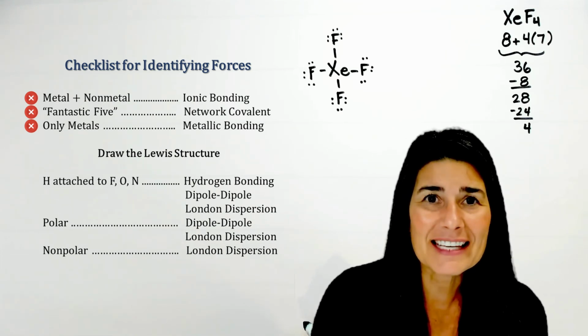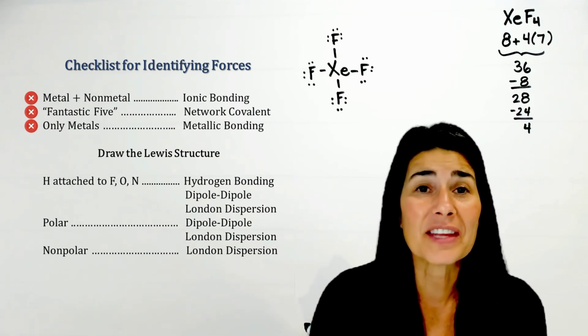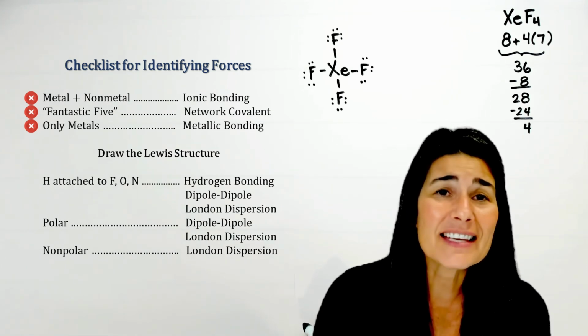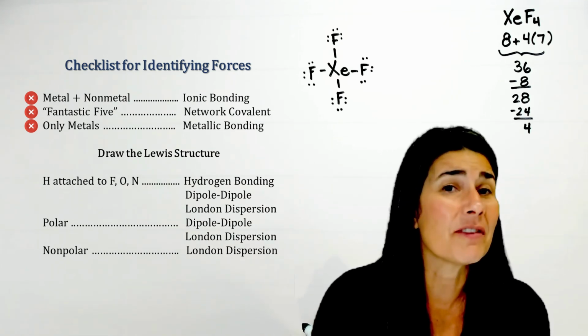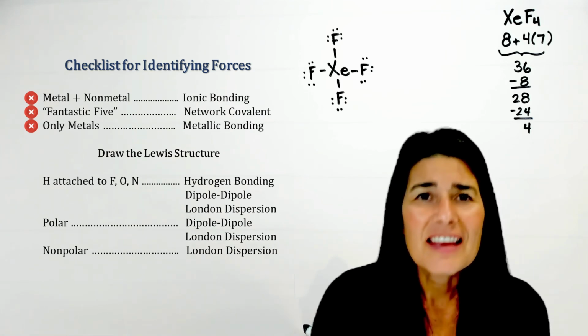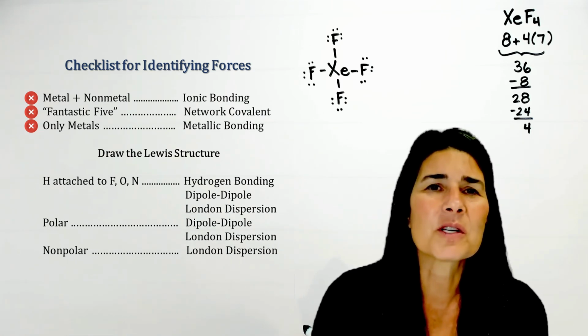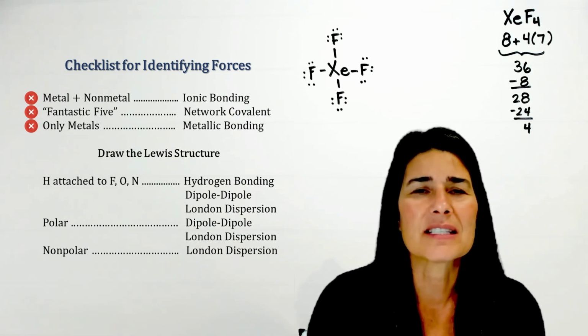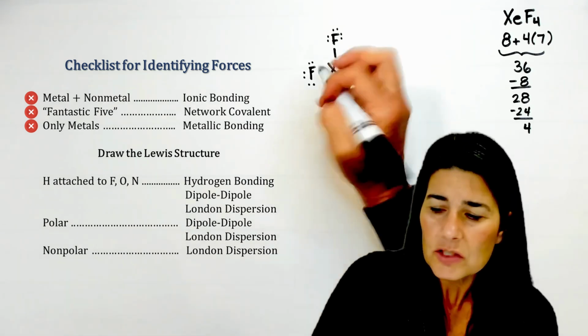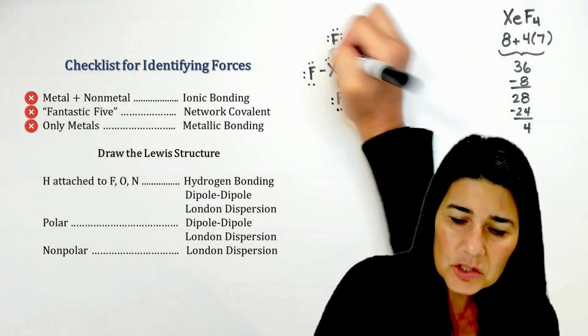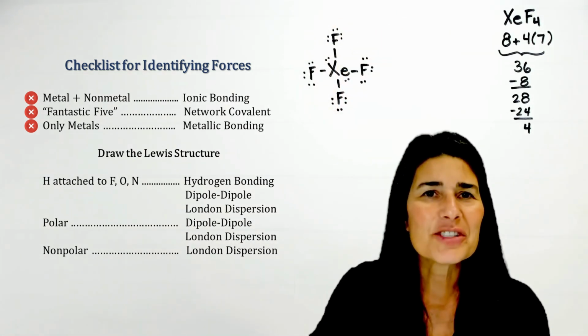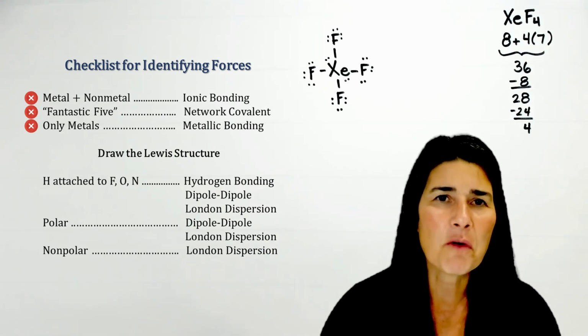Xenon can expand its octet. It can have more than 8 electrons because it's in the 3rd row of the periodic table or below. Those elements have d orbitals. We can put those extra electrons into those d orbitals. So I've got 4 left over, 2, 4. There's our Lewis picture for XeF4.